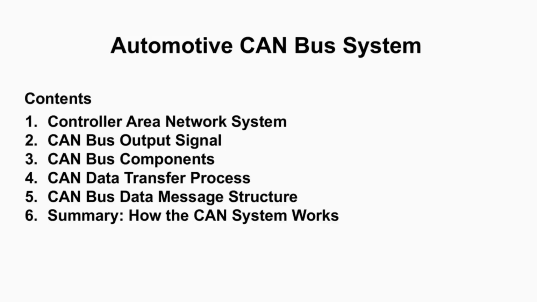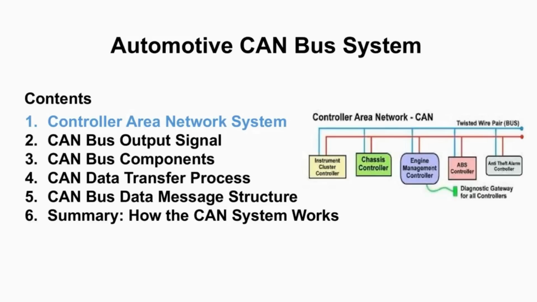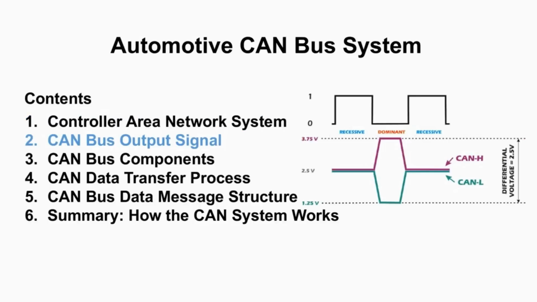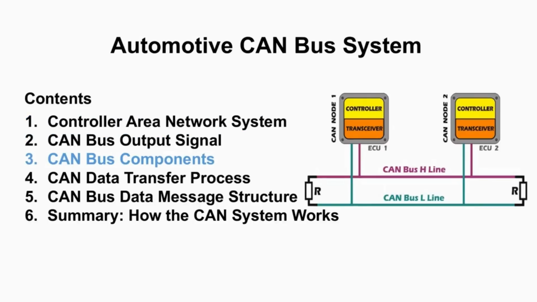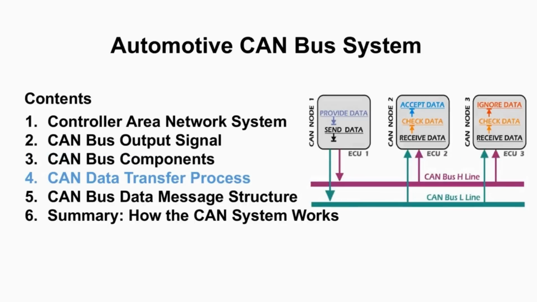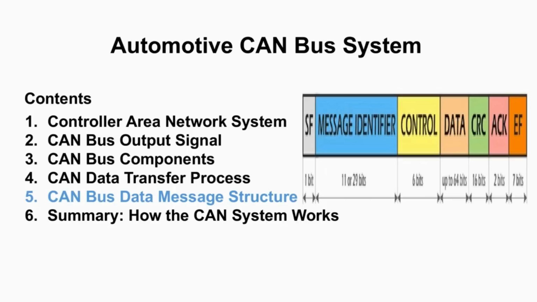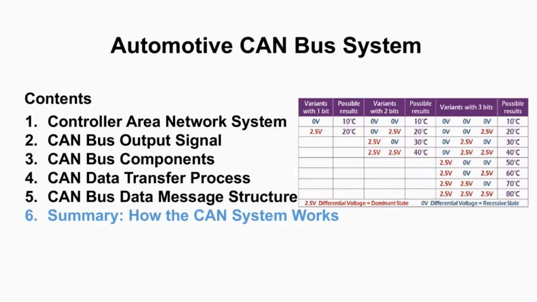Welcome to Automotive Basic Knowledge. Now our topic is about automotive CAN bus system. In this discussion we covered controller area network system, CAN bus output signal, CAN bus components, CAN data transfer process, CAN bus data message structure, how the CAN system works.